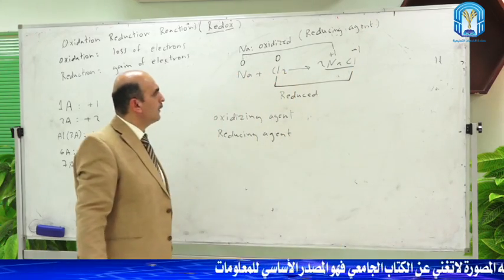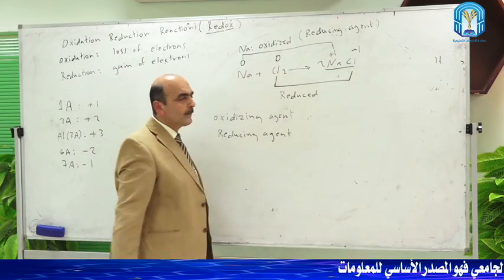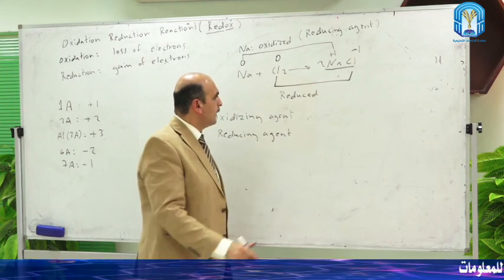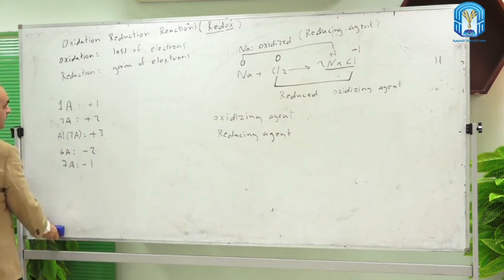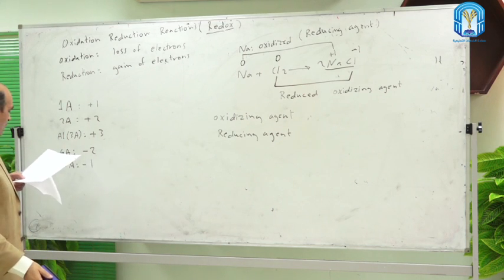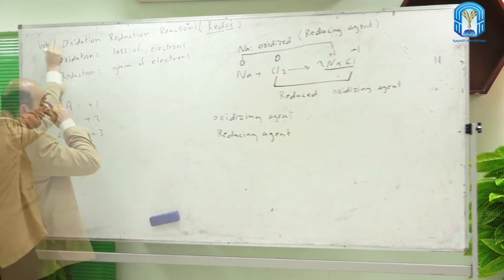And the chlorine which is reduced, we consider it as oxidizing agent. Also, I can give some examples or some questions about the oxidation state.